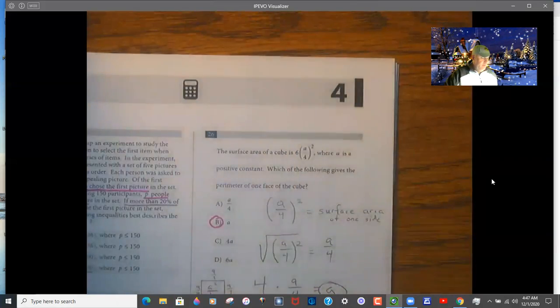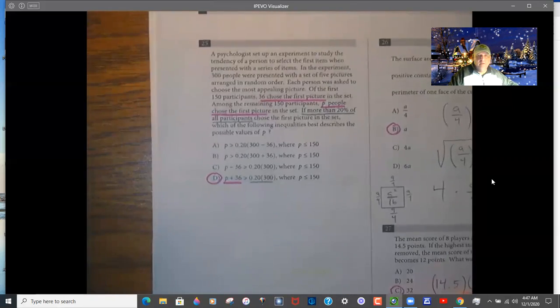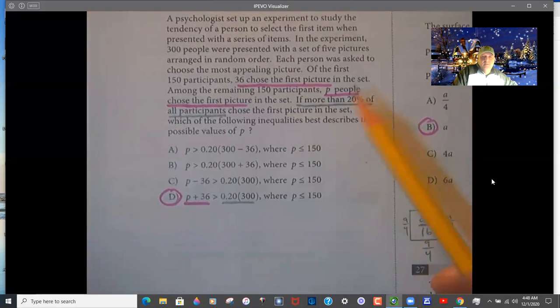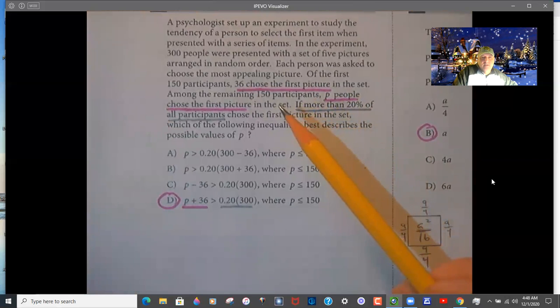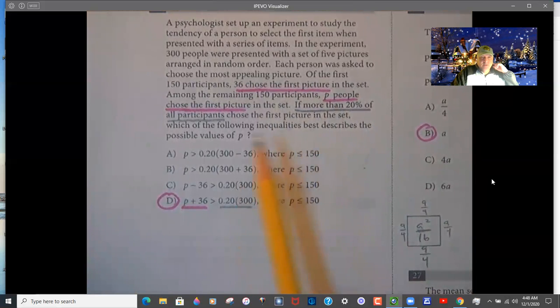Okay, problem 25. Here, another kind of language type of thing. I'll zoom in a little bit. 36 chose the first picture in the set. Among the remaining 150 participants, few people chose the first picture in the set. If more than 20% of all participants chose the first picture in the set, which of the following best describes the possible values of P?